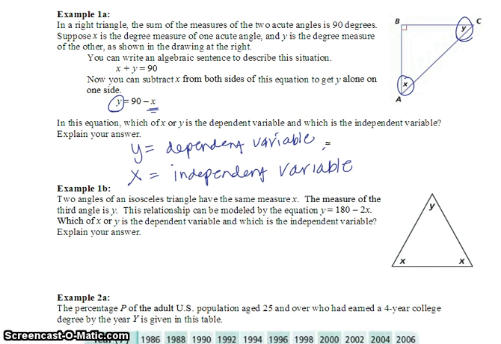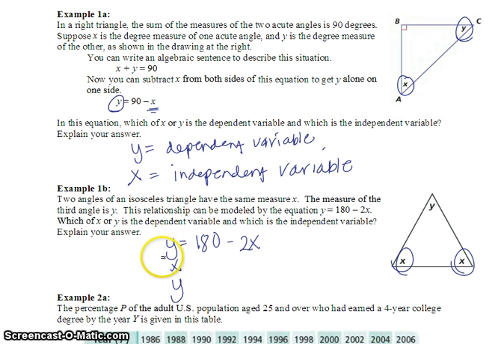In example 1b, two angles of an isosceles triangle have the same measure x. So here, two angles of the same measure x. The measure of the third angle is y. This relationship can be modeled by the equation y equals 180 minus 2x. Which of x or y is the dependent variable and which is the independent variable? So they're saying the equation y equals 180 minus 2x. Which one is going to be dependent and which one is going to be independent?